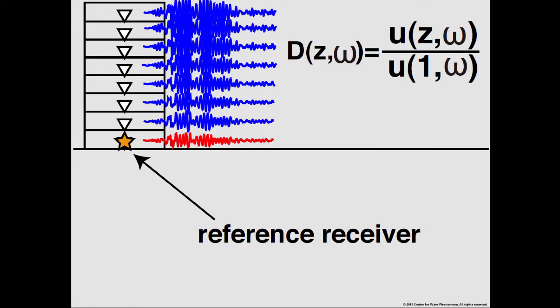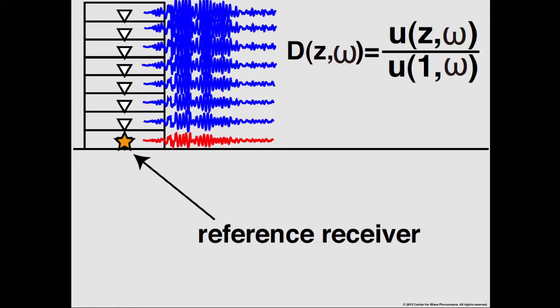To apply seismic interferometry, we compare the wave field observed at each receiver, each floor, with the record at the first floor. In the frequency domain, deconvolution is simply division, as shown on this slide. In this talk, we call the denominator receiver a reference receiver.